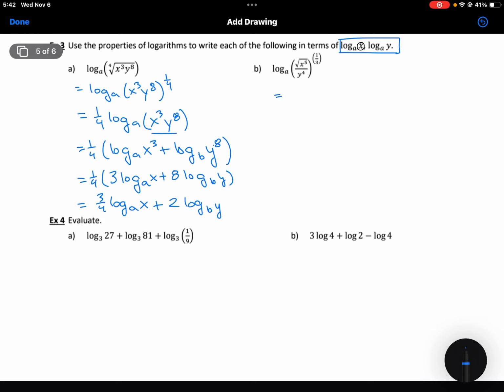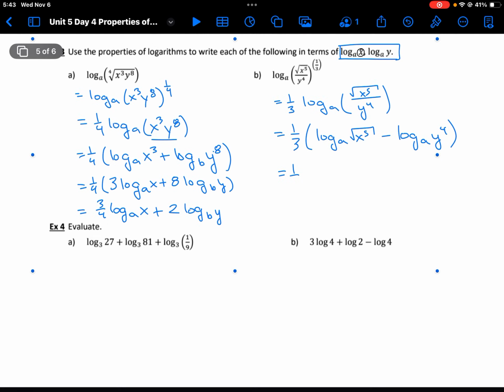Let's try the next one. I'm going to start the same way. I'm going to bring the exponent down in front, and then I'm going to separate, except this time I'm dividing the arguments. So I'm going to subtract the logarithms. Got log base a of root x to the 5, take away log base a of y to the 4.